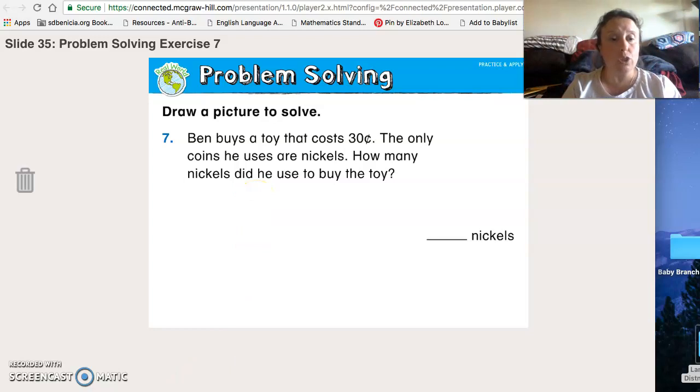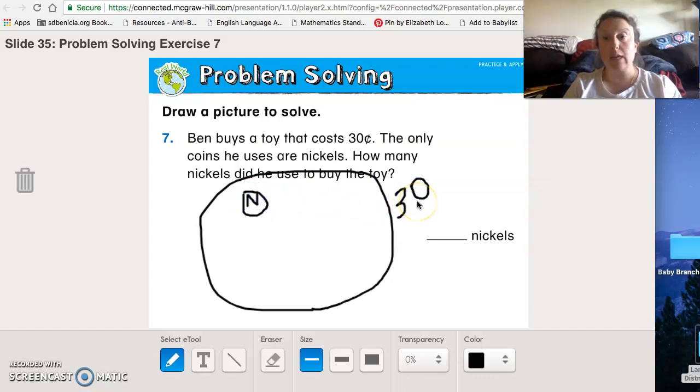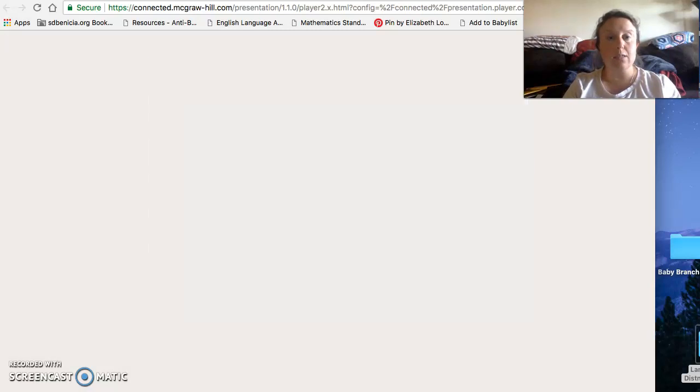You might even want to draw yourself a circle and keep 30 cents in mind. And inside my circle, I'm going to draw circles that represent nickels until I get to 30, and then I write down how much that is. Quickly zoom past the answer.